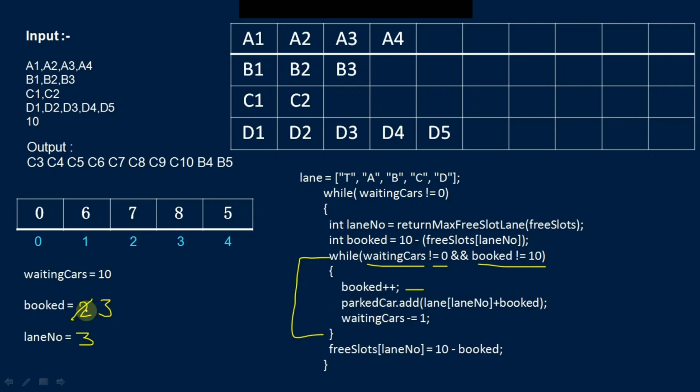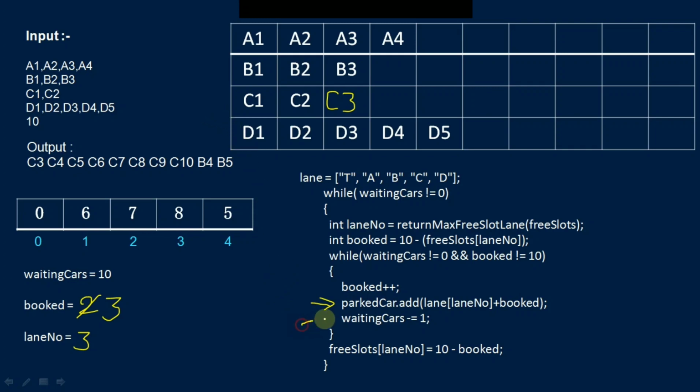Okay, so the lane value will become 3, and here you can print the value of that particular slot, or you can add that into a list, or at the end you can print those slots. I am adding that into a list. So here I am saying parkedCar dot add lane of lane number. Lane number is 3, and this is lane. So lane of 3, you will get C, and we are concatenating C plus the cell number, that is booked. Booked is 3, so C plus 3 we will get C3. So we are targeting this slot. The car will be parked in this slot. So we have successfully parked one car in lane C.